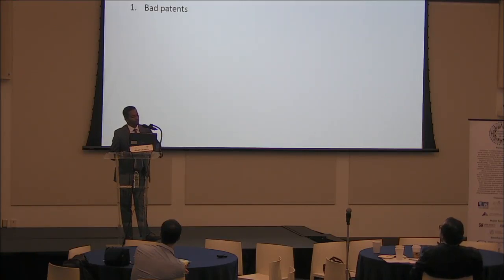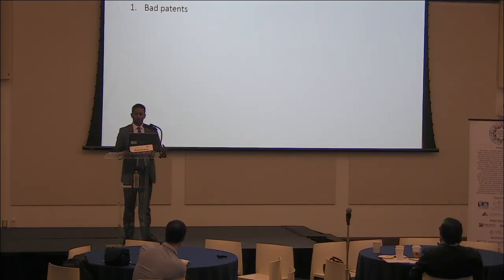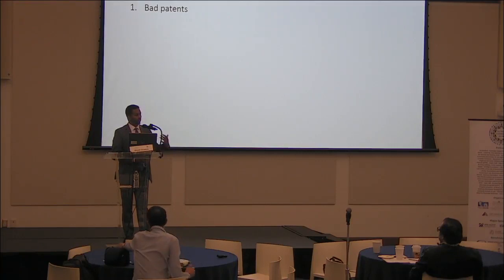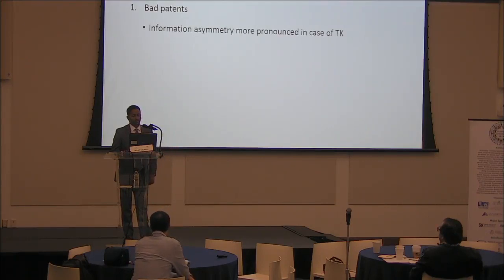So what's the problem here? What's the problem when patent applicants receive patent rights over traditional knowledge? One, we get bad patents. What do I mean by that? We get patent rights over something that is not innovative. We give exclusive rights to people that have not invented something new, and that's generally accepted as being bad in the patent system. So the fact that the information asymmetry is more pronounced means that we need to address it specifically.